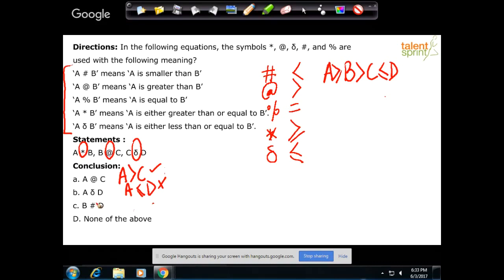Then B hashtag D means that B is less than D. And once again, there are opposite symbols. We cannot say whether it is true or false. Therefore, the answer here is 1. Swapna here says that C is also correct. Well, Swapna, C is B hashtag D, and hashtag stands for less than. And we cannot say whether B is less than D or not, because notice there are two opposite symbols here. And whenever there are opposite symbols, it is a case of not determined. You can never determine what the relationship is between those two numbers. So here the answer is only 1.